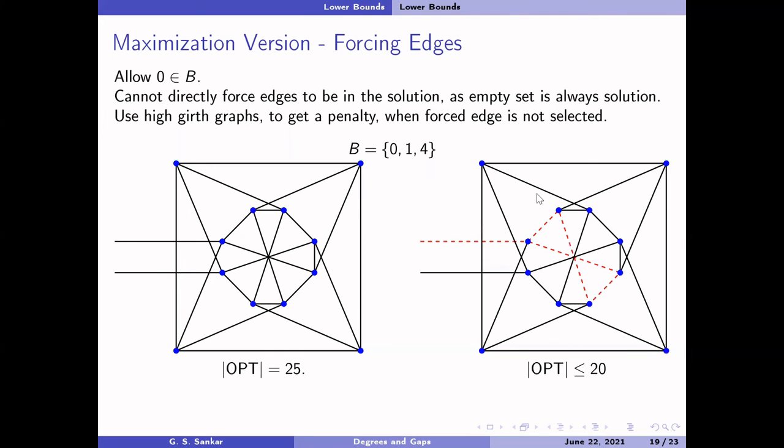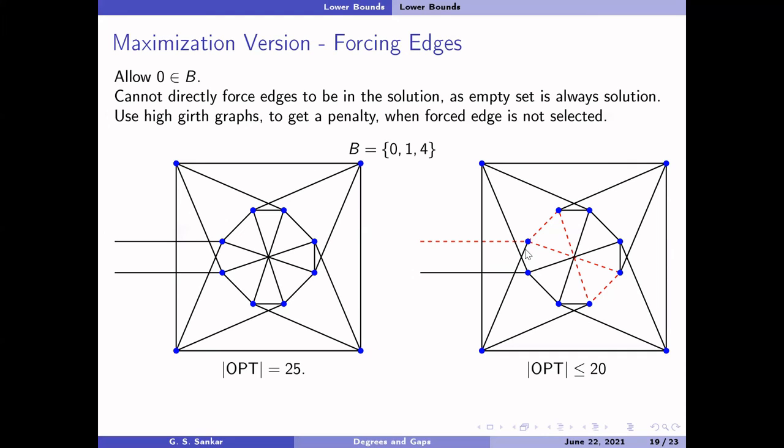So this sort of has a chain reaction effect here. And this process can terminate only when you get a cycle. So what we'll be doing is using high girth regular graphs. If we ensure that the length of the shortest cycle is large, then we can ensure that if this edge is not chosen in the solution, there's a large penalty. That is, you lose a lot of edges in the maximum solution.